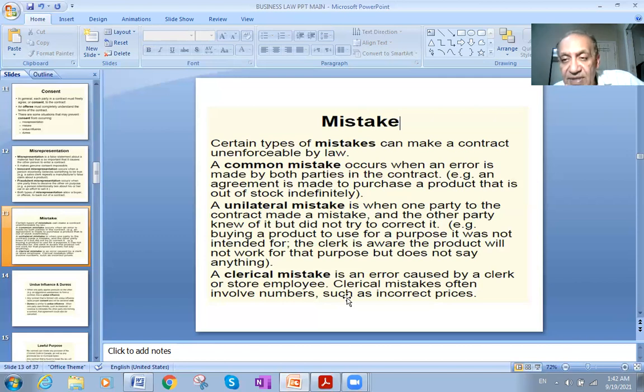So all these mistakes can lead to a void contract, meaning not working, not acceptable. If you go to the court, they would say this is canceled, don't work on this contract. Okay, so those are the mistakes: common mistake, unilateral mistake, clerical mistake.